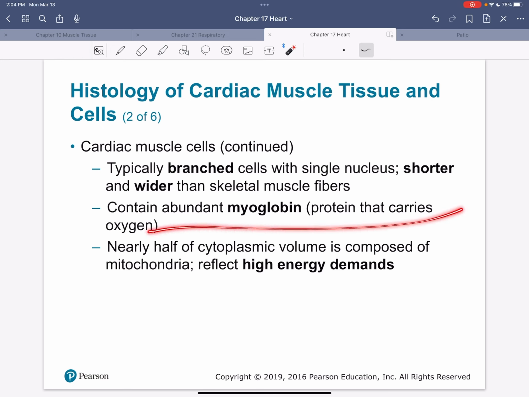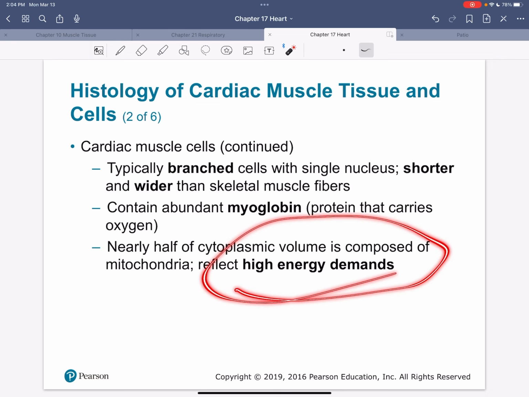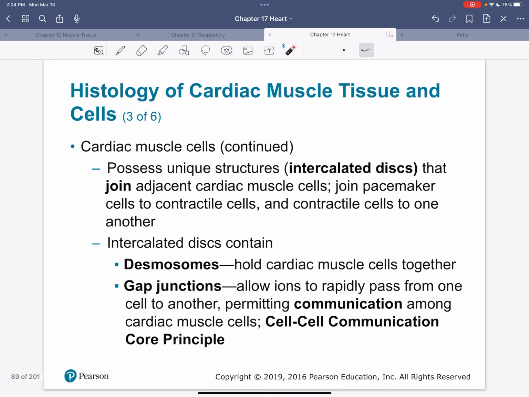They have myoglobin. And of course, myoglobin has the ability to carry oxygen. And they're really dense, full of mitochondria. So mitochondria are very important because the heart really relies upon aerobic types of respiration. You don't want the heart to go anaerobic for too long. And so the mitochondria really reflect the high energy demands that we ask of this tissue.